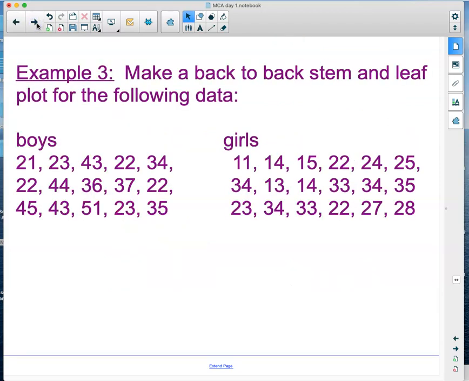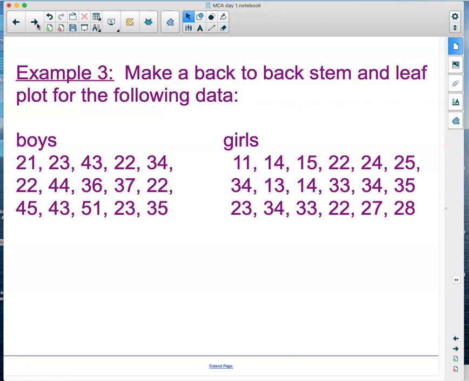Now, you could also see a back-to-back stem and leaf plot. The best way to learn how these work is to just make one, because then you can get a feel for how all of the data works. So we're going to make a back-to-back stem and leaf plot for the following data. We have a set of data about boys and another set of data about girls.